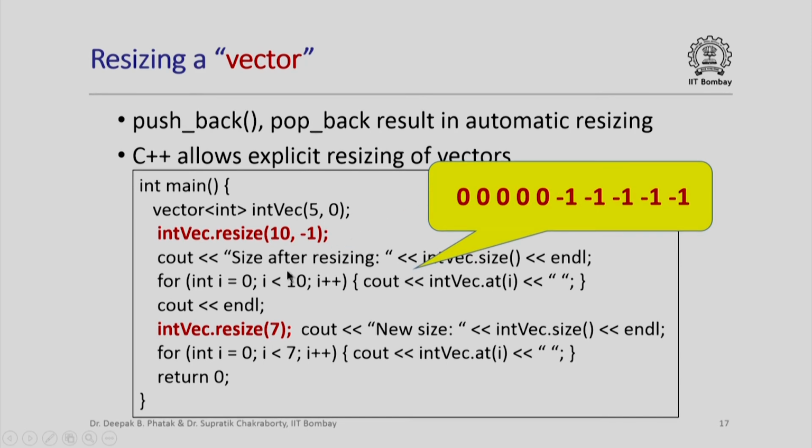And after that I could take this vector and I could say intvec.resize(7). So now the size of the vector would become 7, and it would just keep the first 7 elements. So now if I try to print it out, I will get 5 zeros followed by 2 -1s.